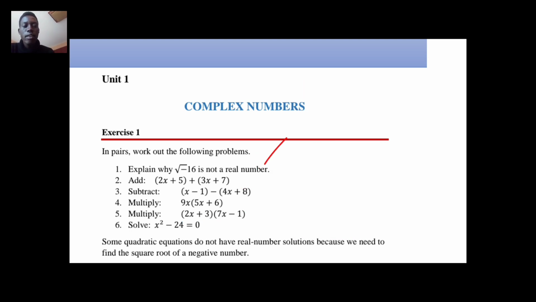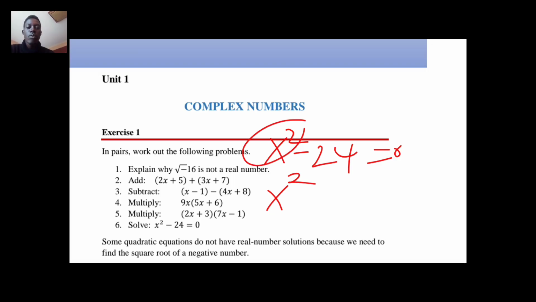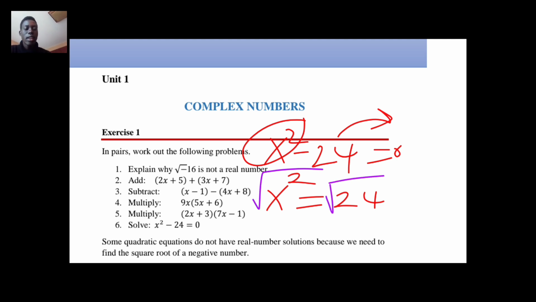Finally, we have x squared minus 24 is equal to 0. You let x squared remain on the left hand side of the equation, then take this 24 to the other side. When you take 24 to the other side, you are going to change the sign. The sign here is negative, so it is going to be equal to positive 24. After reaching this stage, you don't need to get stuck. So put both sides under root, the right hand side and the left hand side.